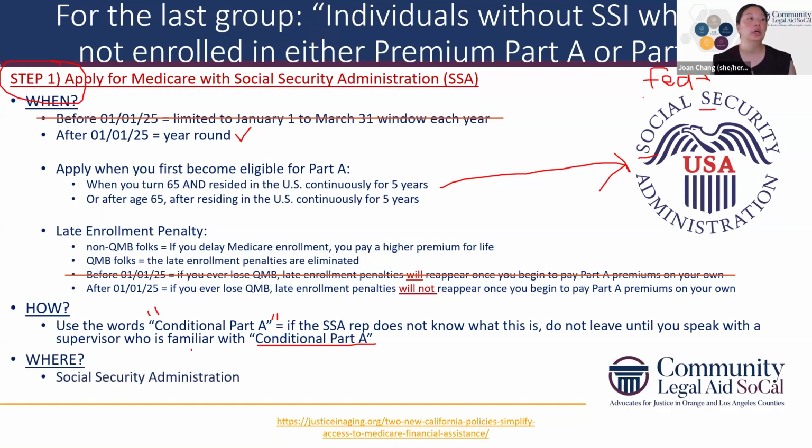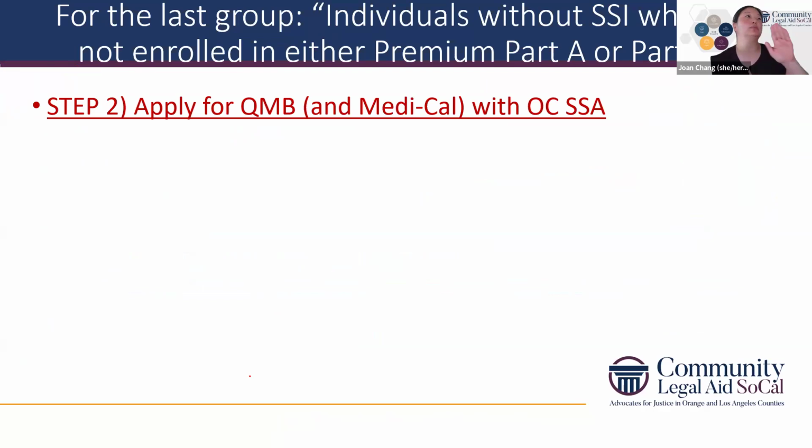Where do you go? You go to Social Security. Social Security now has limits as to in-person assistance. So if you can apply for it online, I don't know if they now have conditional Part A applications available online. But at a bare minimum, you want to go online to at least schedule an appointment. Social Security now schedules online appointments that you can come in. And so make sure to go to the Social Security website first.